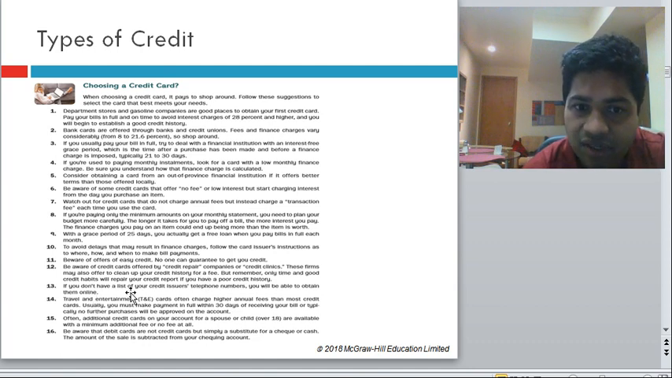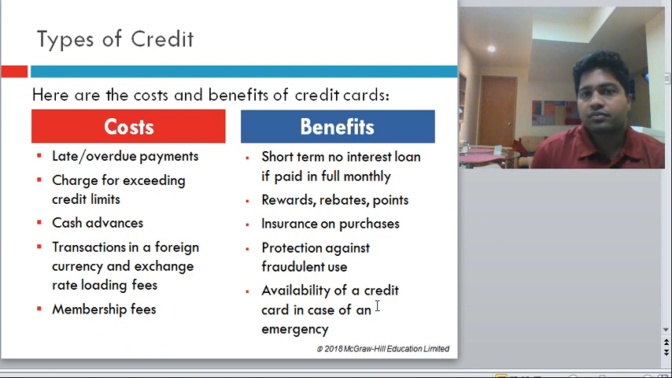If you do not have a list of credit issuers' telephone numbers, you will be able to obtain them online. Travel and entertainment cards often charge higher annual fees than most cards. Usually, you must make full payment within 30 days. Often, additional credit cards on your account for a spouse and children are available. Beware that debit cards are not credit cards; they simply substitute for checks and cash amounts.